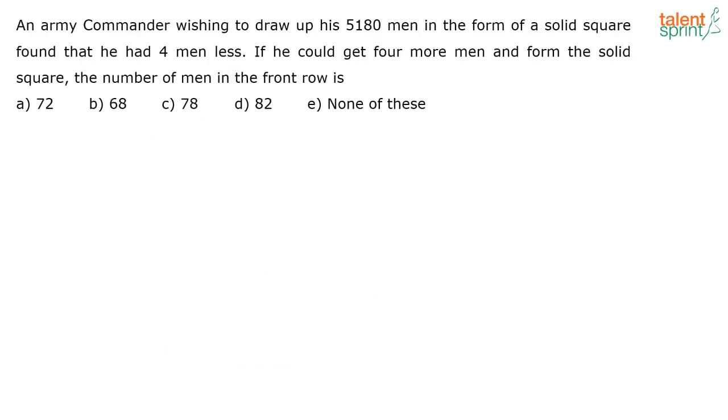Next question. An army commander wishing to draw up his 5180 men in the form of a solid square found that he had 4 men less. If he could get 4 more men and form the solid square, the number of men in the front row is dash. See, again a very easy question. So what is happening? He has 5180 men with him. So when he is adding 4 men to that, he is forming a solid square.